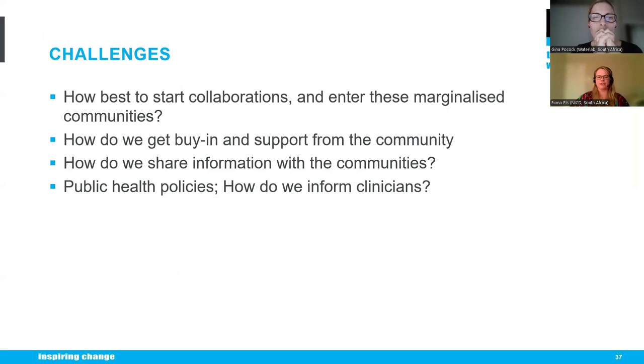The sharing of information with this community was also a challenge, sharing it in a way that they will understand what is happening, and what do we do when we have an increase in cases? Do we do vaccination campaigns? Do we ask for extra medical clinics, extra people to get onto site? That's the next step, but that's really the impact of the study. And that's it from our side.